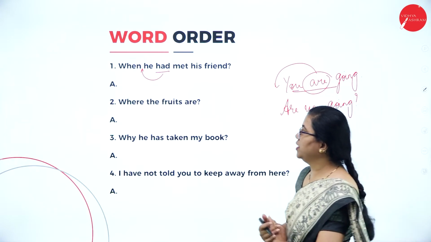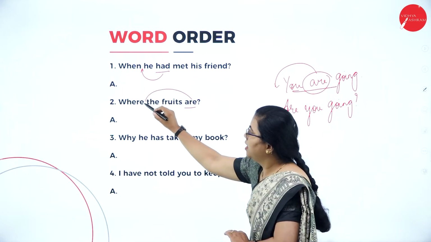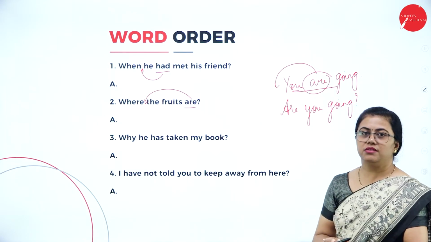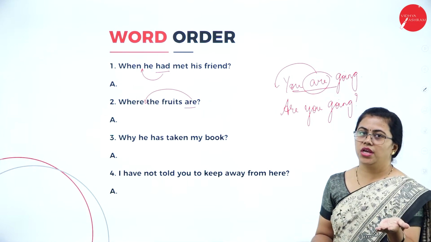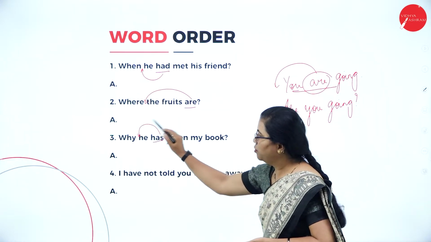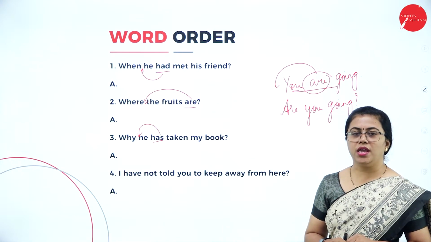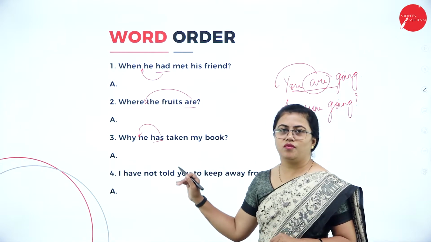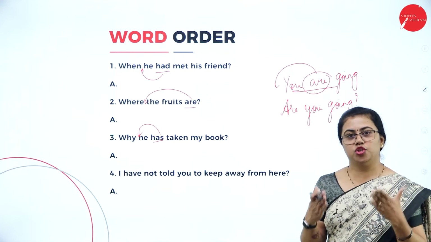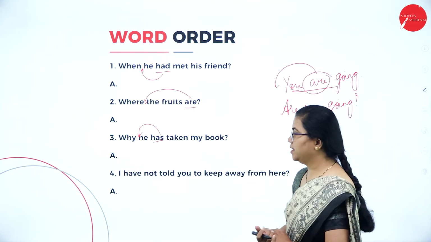Again, go to the next one: where the fruits are. Again the auxiliary verb has to be placed after the question word. Where are the fruits? Doesn't it sound like a question? Where are the fruits? Fine. Next one: why he has taken my book. Again the auxiliary verb has to be put after the question word: why has he taken my book? You might have heard people say "Why he has taken my book?" That is not a question. It is just a statement which shows that you don't know proper English. Again the auxiliary verb has to be placed in the beginning.